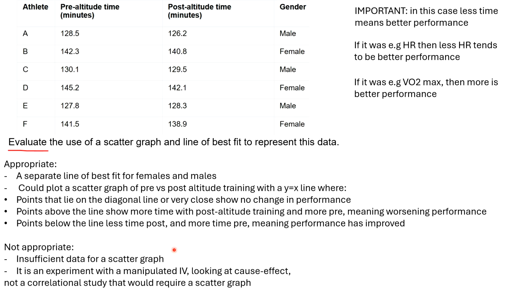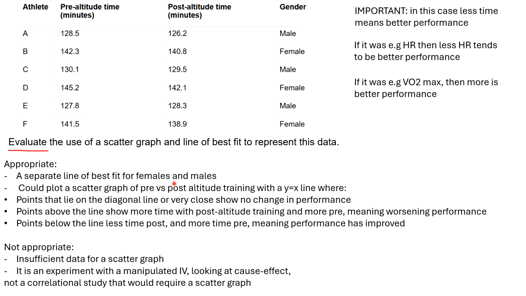Okay. Evaluate the use of a scatter graph and line of best fit to represent this data. Remember that this is running, so less time is better performance. If it was heart rate, then less heart rate would be better. If it was VO2 max, then more would be better. If it was VO2, less would be better, as we saw from the previous example. Now, how would it be appropriate to use the scatter graph and line of best fit?